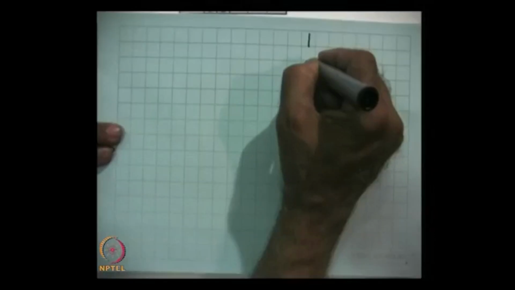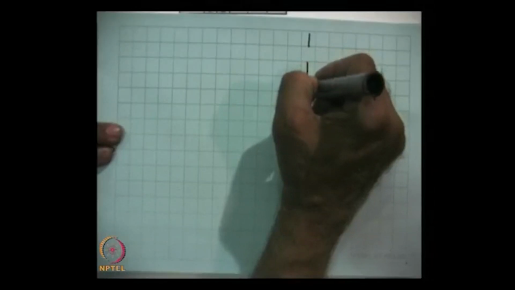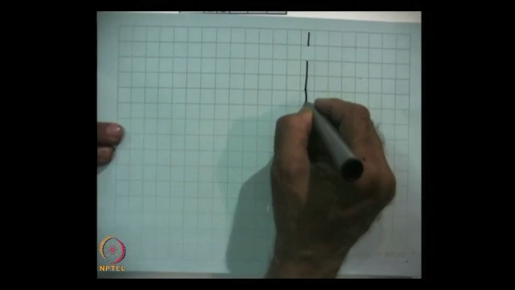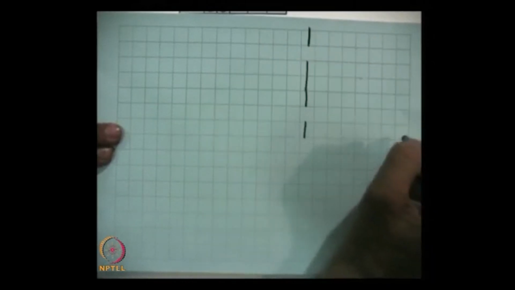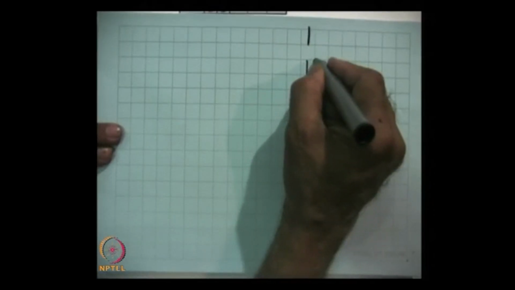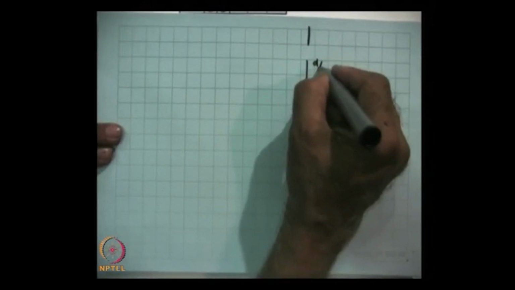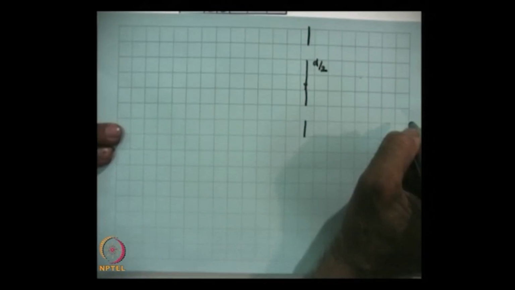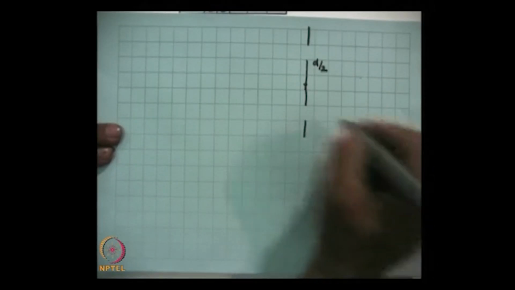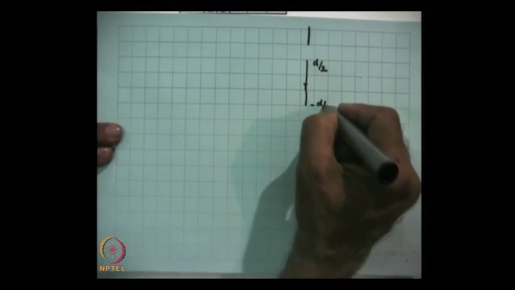So, let me consider another simple, related problem, where instead of a single slit, I have two slits. Let us suppose each slit is of width b, and then this is d by 2 and this is minus d by 2.